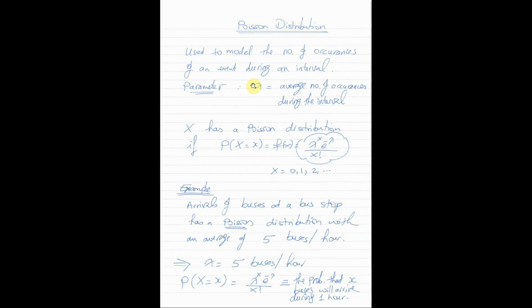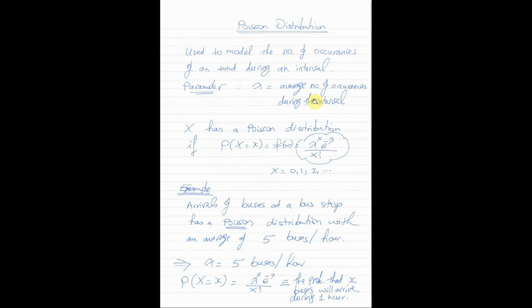So bottom line, what is a Poisson distribution? The Poisson distribution, or the Poisson random variable, is used to model the number of occurrences. How many occurrences do we have of this event during an interval? What is the parameter of the Poisson distribution? It's called lambda, the Greek letter lambda, which indicates the average number of occurrences during the interval.